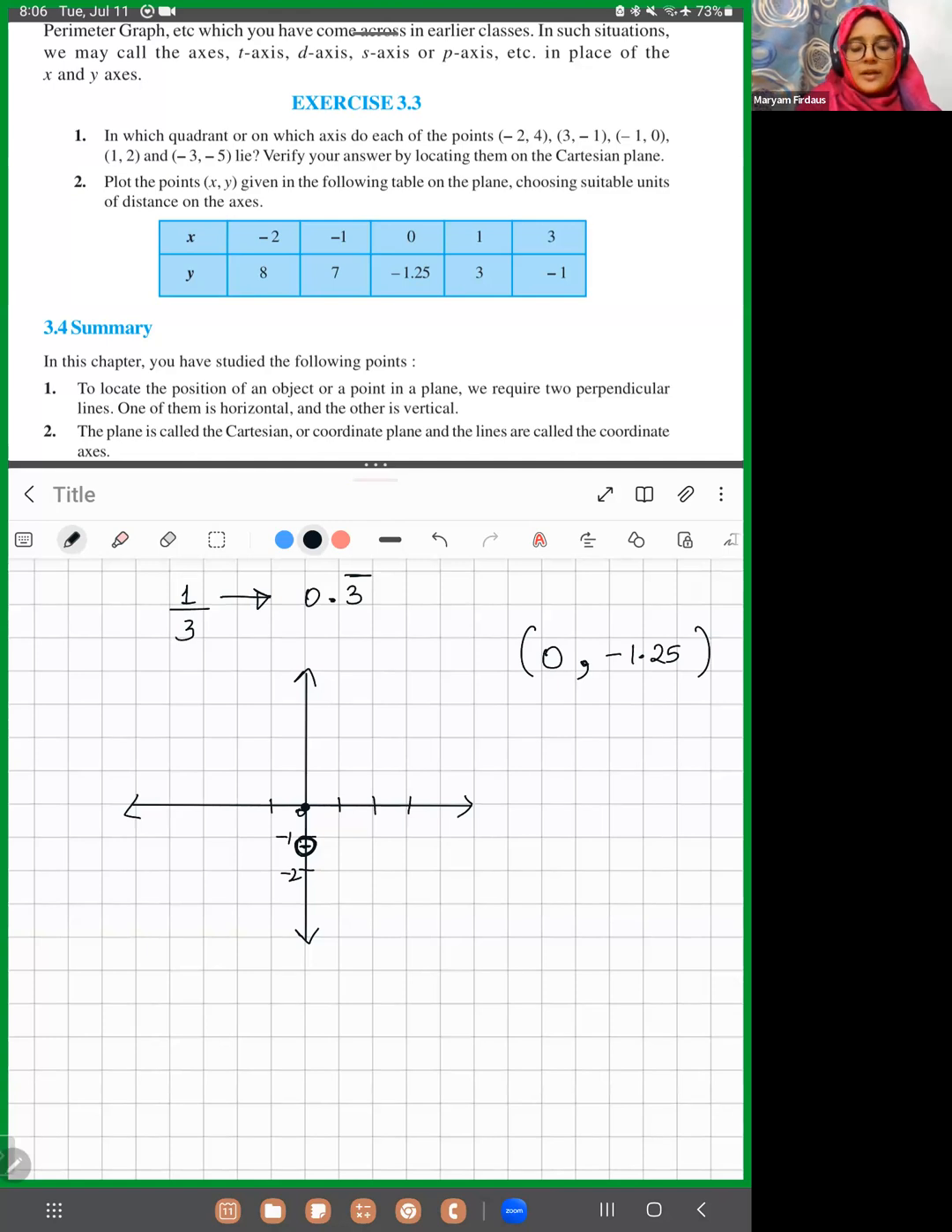Please use a graph paper. It will be more precise. Please do the third exercise, this one. Question 2 of exercise 3.3. Please do this as your homework.